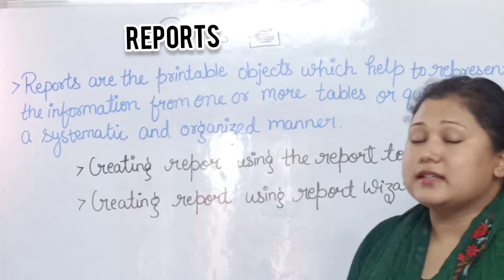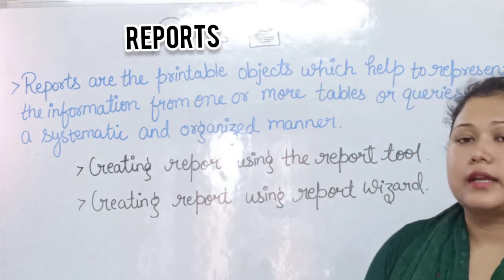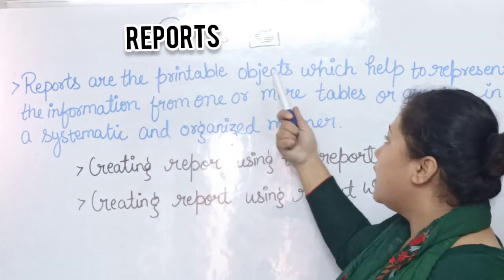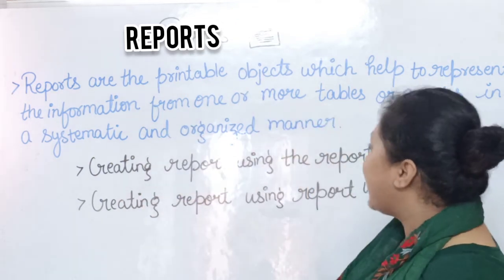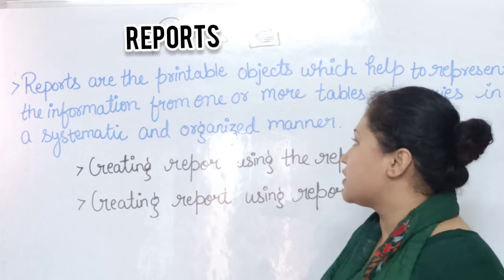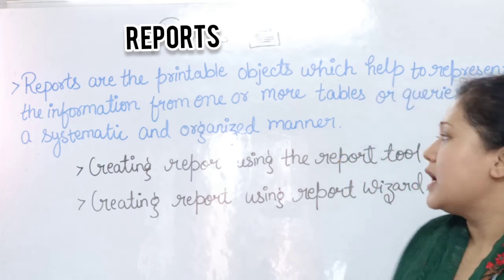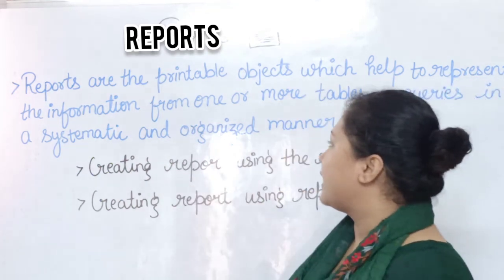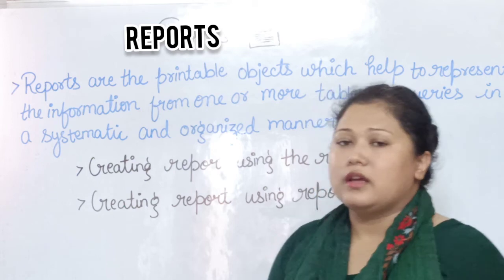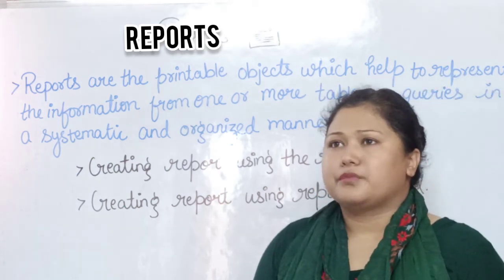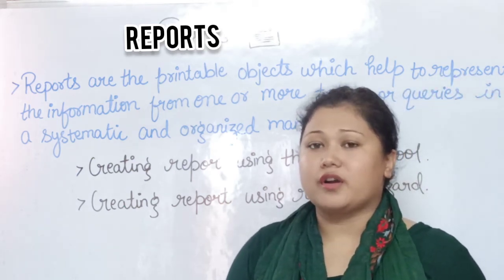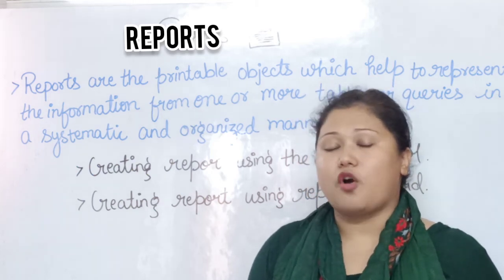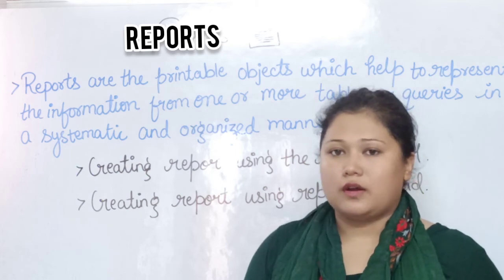Next, this is the last object in MS Access, that is reports. Reports are the printable object which help us to represent the information from one or more tables or a query in a systematic or organized manner. You might have heard this word report in your daily life. What is a report? A report is the summarized form of any activity.